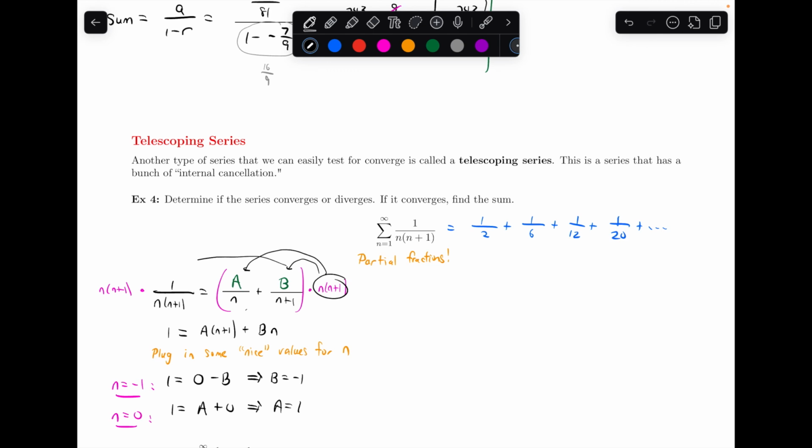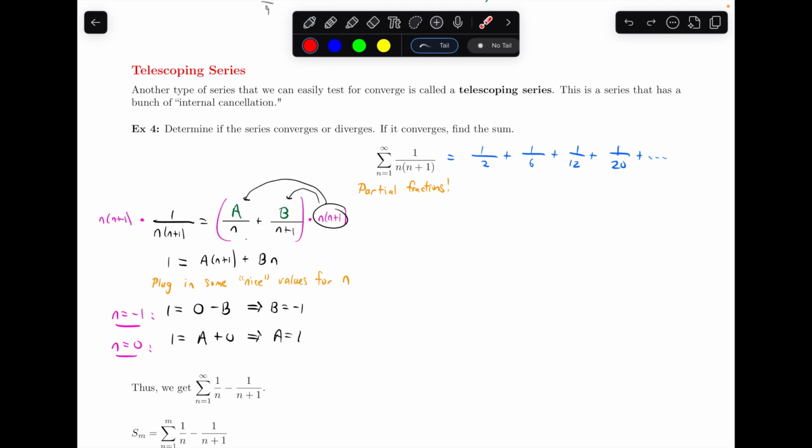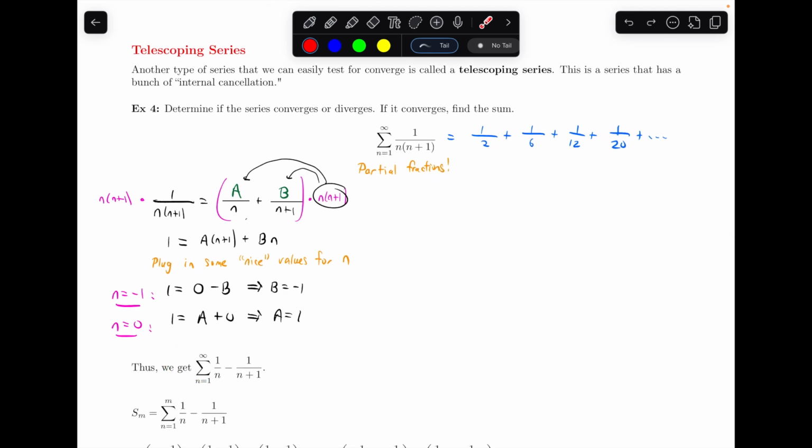Now I'm going to plug them back into the original setup. When I plug in what a is and what b is, it turns this fraction into 1 over n, and then minus 1 over n plus 1. So I end up with this. How does this help me? To figure out what this infinite sum is, let's look at a partial sum first. Let's say I'm adding up m of these.